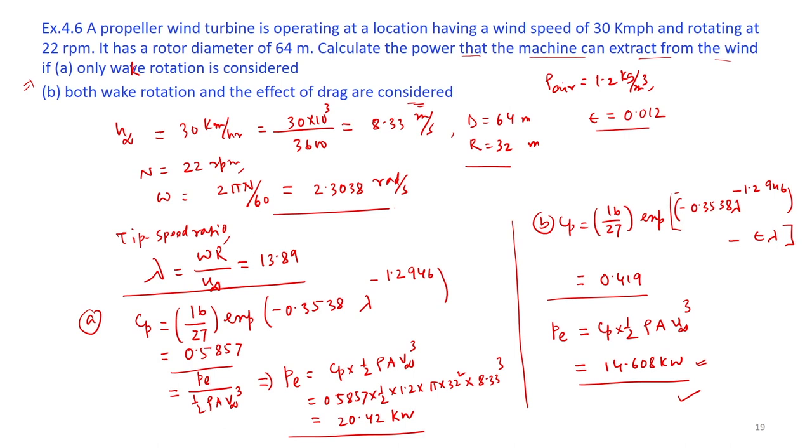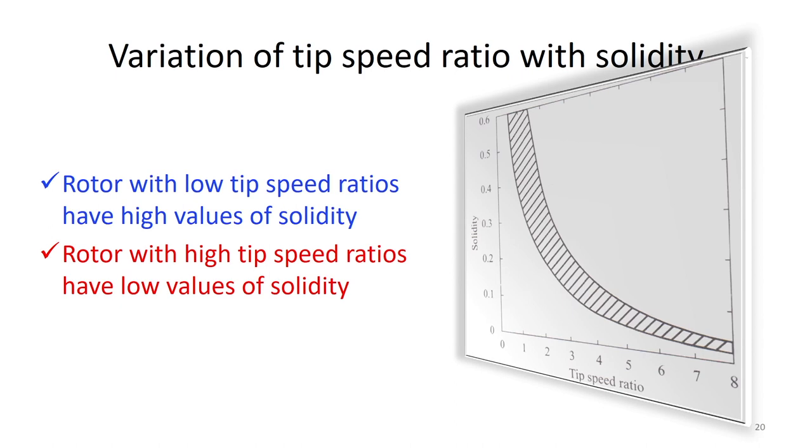So we have shown how this can be calculated and what is the optimum tip speed ratio for maximum power extraction in the earlier problems. And here we have considered wake and what happens to the power extraction when there are some losses. We can also see the variation of tip speed ratio with solidity. You can see here the tip speed ratio is shown on the horizontal axis and solidity on the vertical axis. Rotors with low tip speed ratios have high values of solidity, which can be observed from here. Rotors with high tip speed ratios have low values of solidity. That way we can decide the kind of rotor required for a particular energy recovery system.